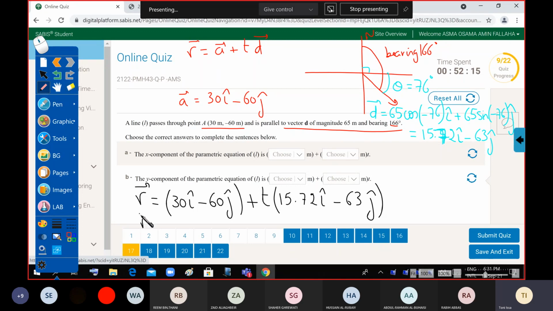Okay, i with i, so R equals 30 plus 15.72t, all of it i, plus, okay, you can see minuses here, but I can put plus of minus 60 minus 63t, all of it j. Over here when you drop this, pay attention to how you are going to choose the answers. So this is the answer.